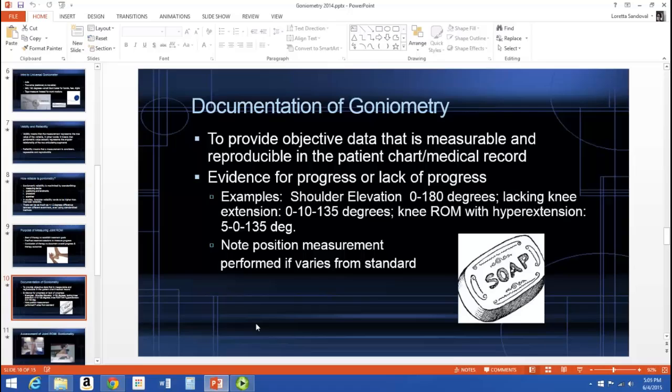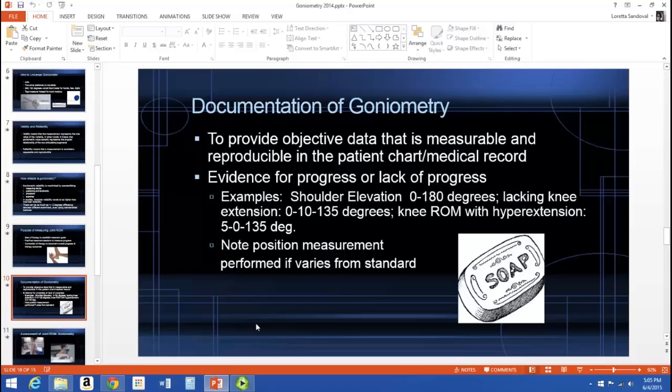So you are going to document a range, so you might say shoulder elevation, which could either be flexion or abduction, from 0 to 180 degrees. And just for a reference point, anatomical position is 0 degrees in every joint. Okay, so that's your reference point. So at your ankle, for example, in anatomical position, you're at 0 degrees of dorsiflexion, but your foot is at a 90-degree angle to your leg, but that's 0 degrees of dorsiflexion and 0 degrees of plantar flexion. Anatomical position is our starting point and our reference point for everything.